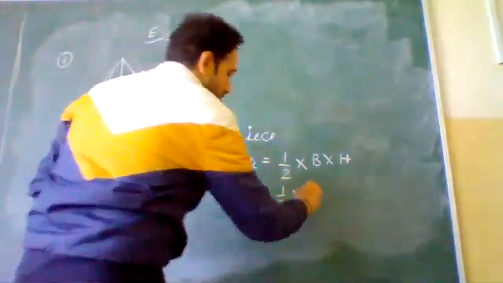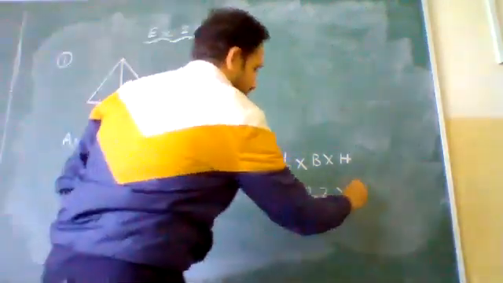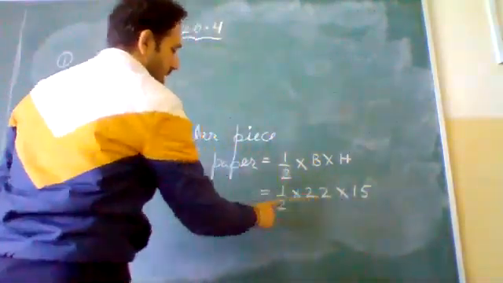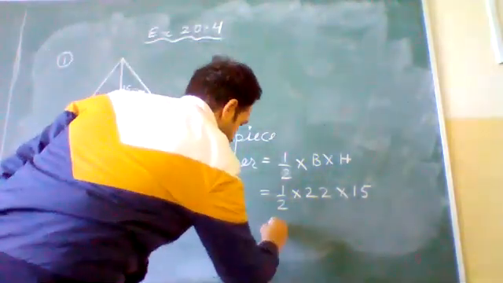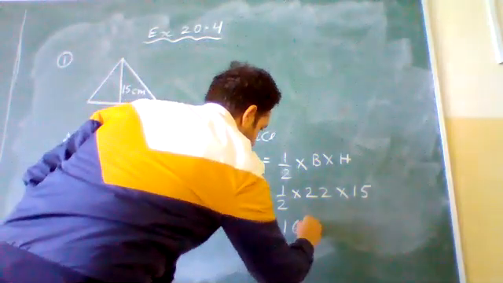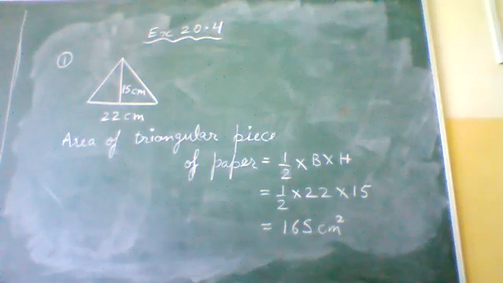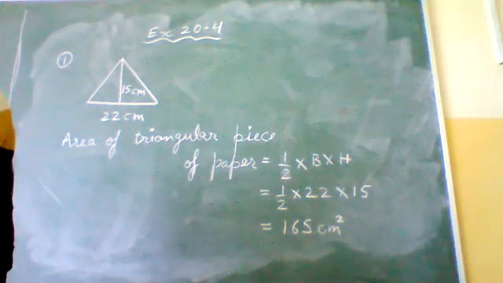Base 22. What is the base of the triangle? 22. What is the height of the triangle? 15. So can you solve this? 22 divided by 2 is 11. 11 into 15 is 165 centimeters square. Clear, everyone? Arvind, have you understood?